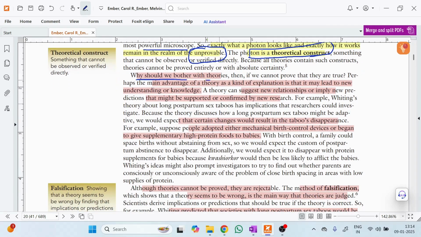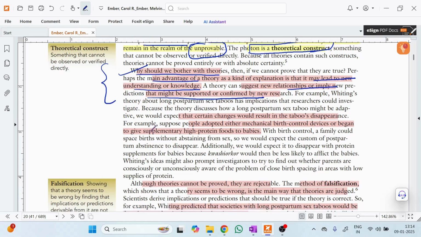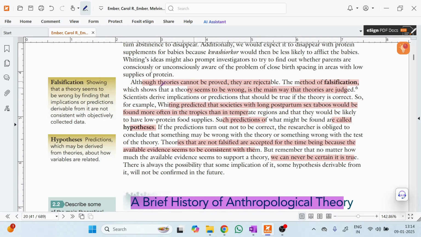Then the question, why should we bother about theories? The main advantage is that it may lead to a new understanding or knowledge, because theories suggest new relationships or imply new predictions that might be supported or confirmed by new research. Then, although theories cannot be proved, they are rejectable. So this method of falsification, which shows that theories seem to be wrong, is the main way theories are judged.